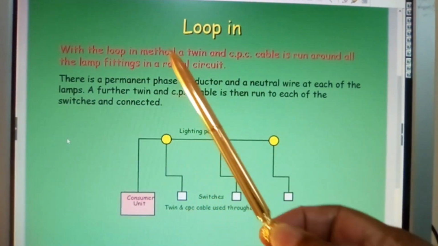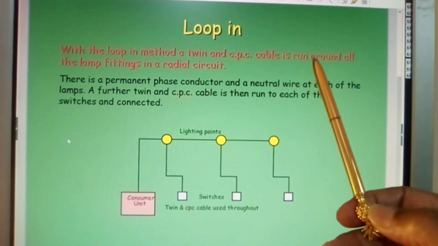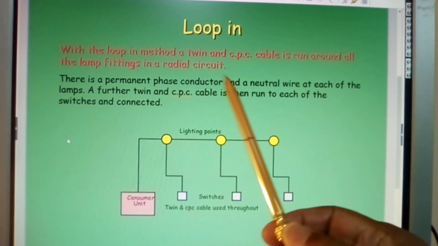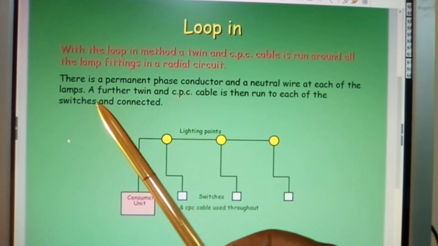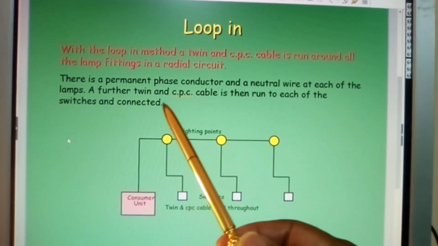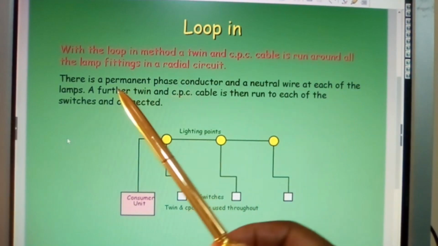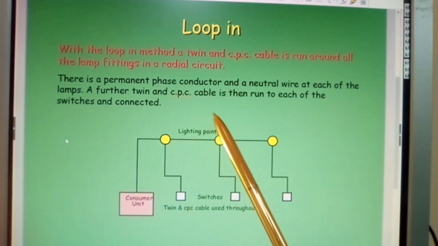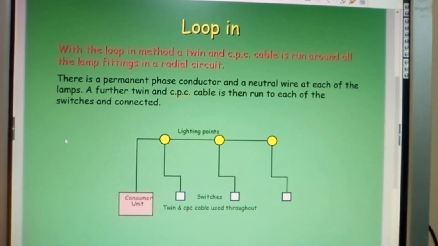Looping system. With the looping method, twin and CPC cables run around all the lamp fittings in a radial circuit. There is a permanent phase conductor and a neutral wire at each of the lamps. A further twin and CPC cable is then run to each of the switches and connected.